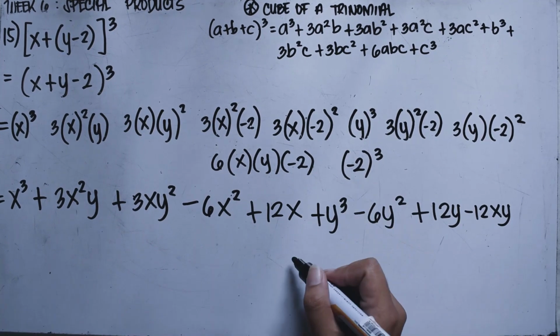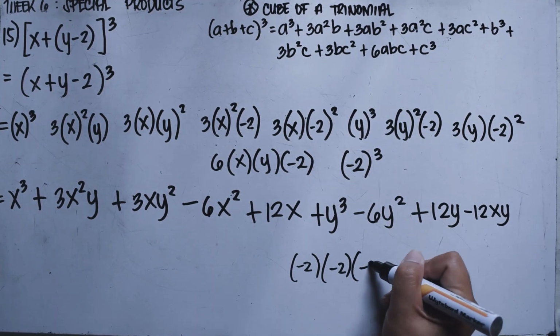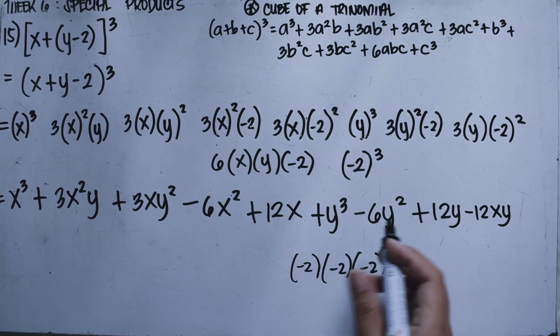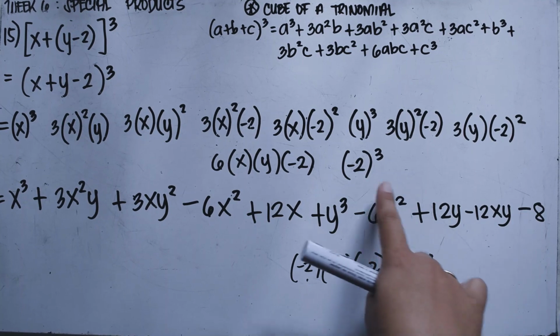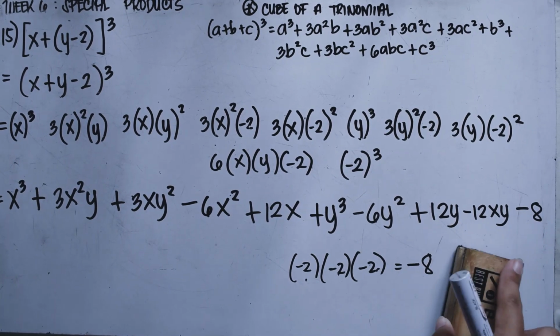Now, ibig sabihin po nito ay negative 2 times negative 2 times negative 2. Since tatlo yan, so alam nyong negative, tama? And 2 times 2 times 2 is 8. So, negative 8. So, alam niyo na kung saan nanggaling sa negative 8? Doon, ha? Okay. So, natanggal na natin yung parenthesis.